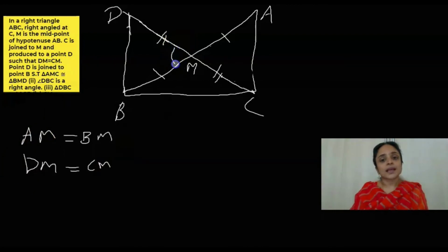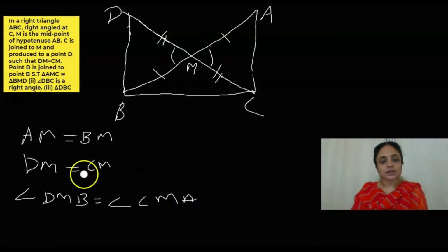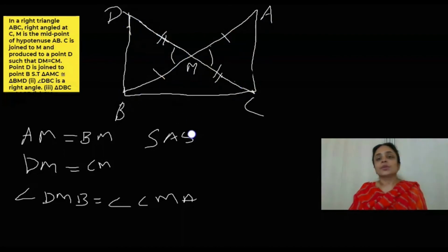Now what about these angles? They are vertically opposite angles, right? So these angles are also equal. Angle DMB is equal to angle CMA. So we got two sides which are equal and one included angle which is equal. So this satisfies the SAS congruence rule. From this we can say that triangle AMC is congruent to triangle BMD.